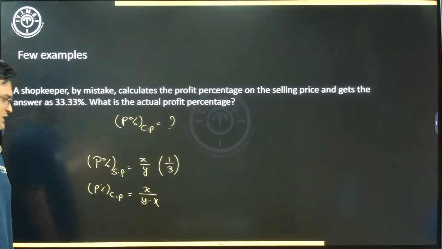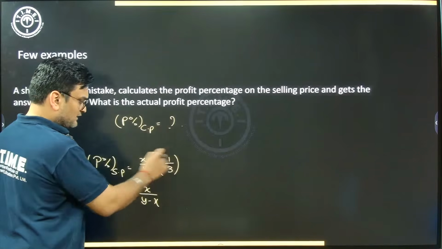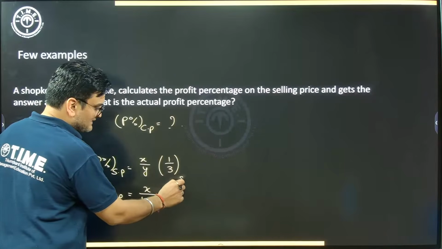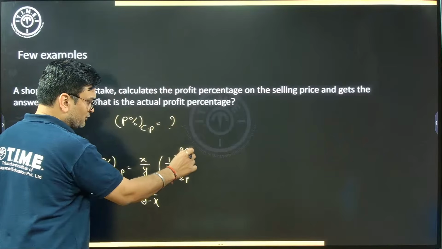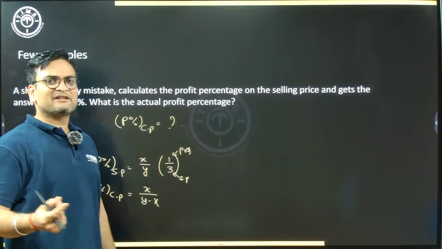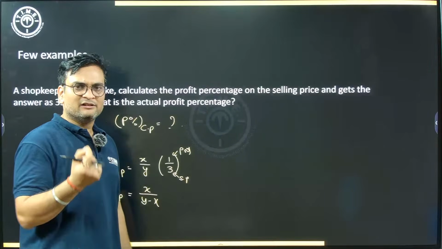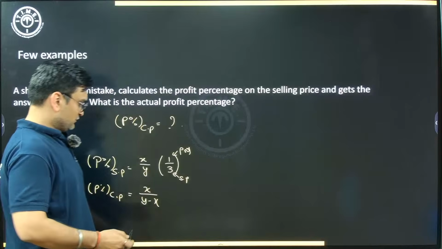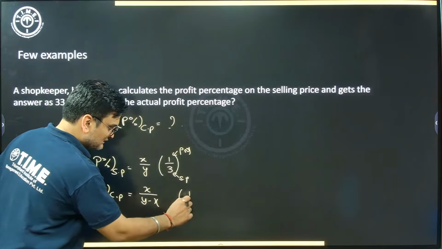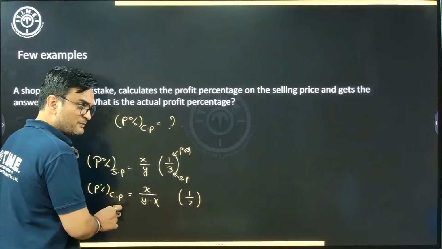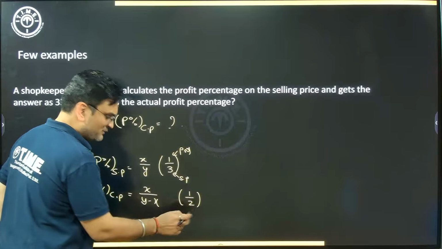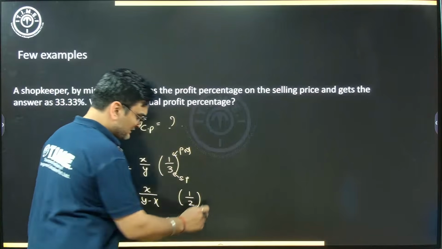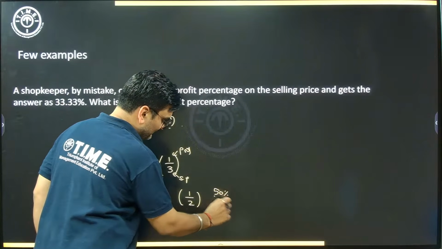The logic for this is fairly simple. Observe, what does this 1 by 3 mean? If your selling price is 3 rupees, according to this fraction, the profit should be 1 rupee. In any transaction, if selling price is 3 and profit is 1, cost price will be 2 rupees. So in the denominator, you should get cost price because I want my profit percentage on CP. So my answer will be x by y minus x, which happens to be 1 by 2, and 1 by 2 in percentage will be 50%.